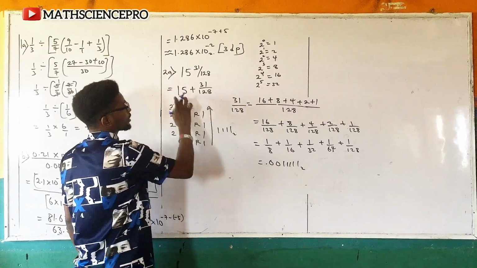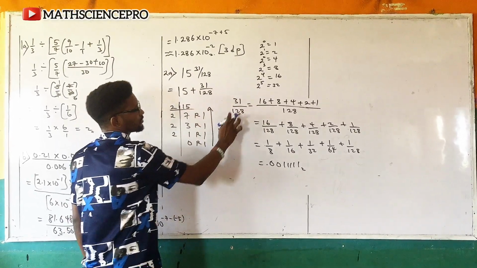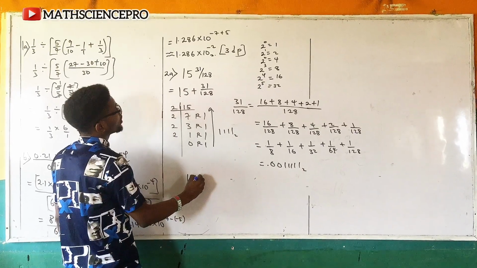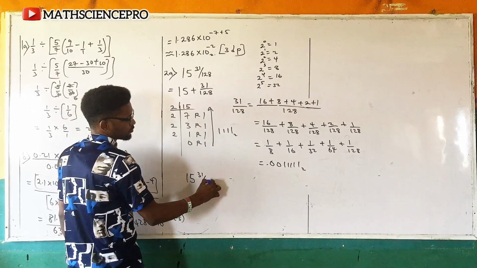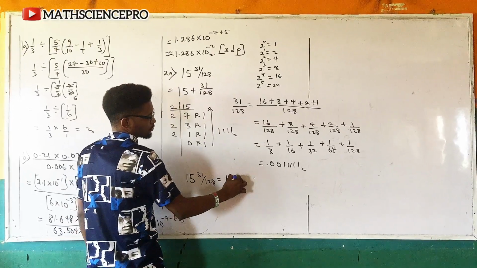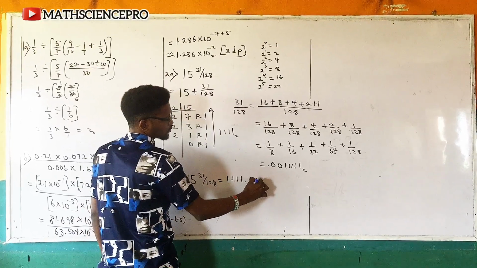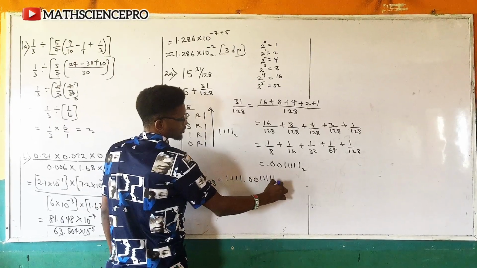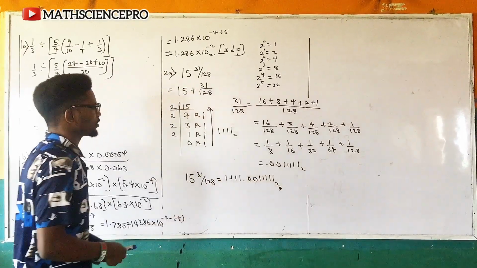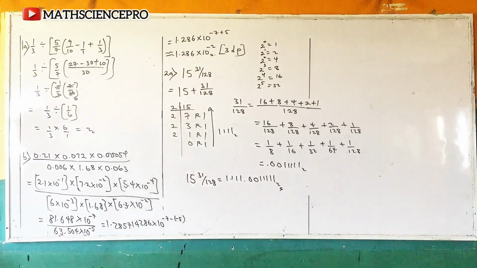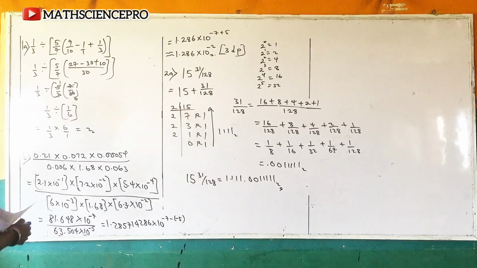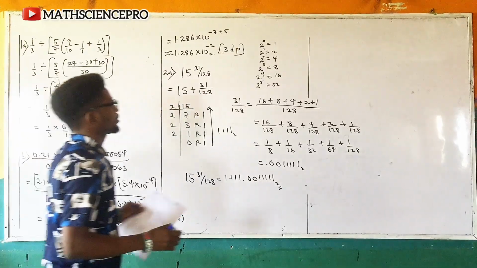So when you try to convert 15 whole number 31 over 128 to base 2, you have 1111.00111. So this is the final result in base 2. That's the answer. Quickly, okay, I think I can do the next one here.